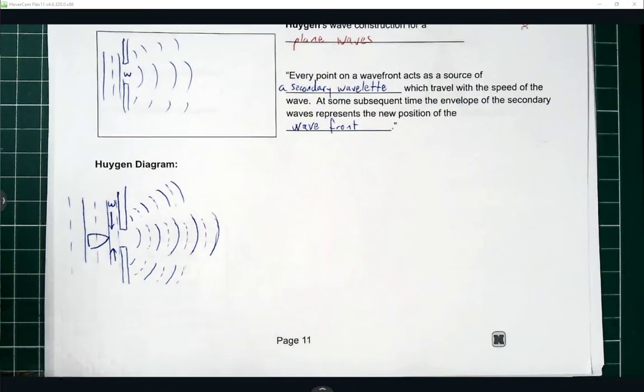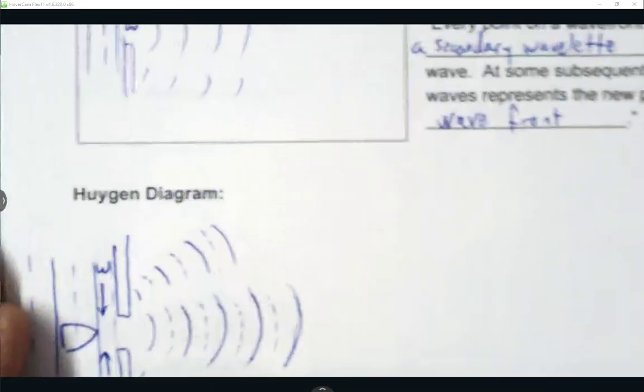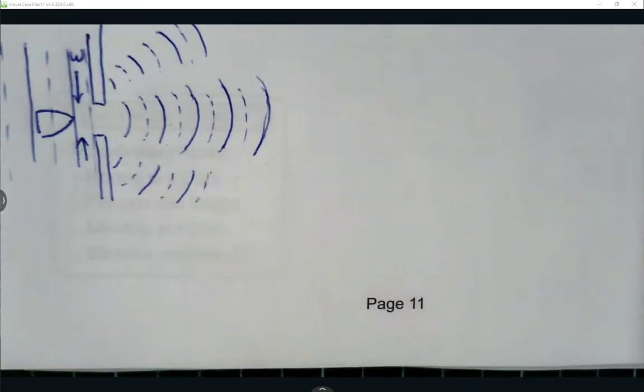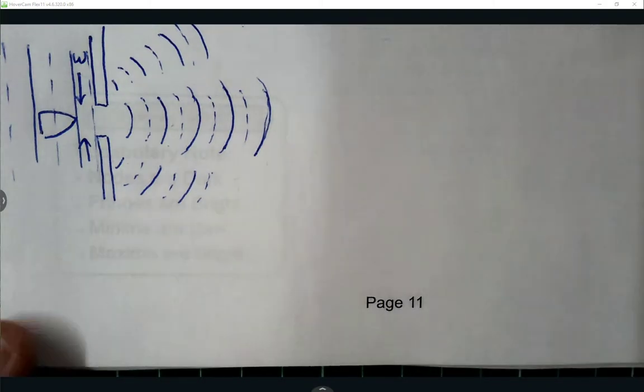But this doesn't actually add the Huygens part to it. What Huygens said was, if I zoom in here, let's see if we can get a hold of this picture a little bit more detailed. Try and get that in focus. We got this. All right, by the miracle of optics.